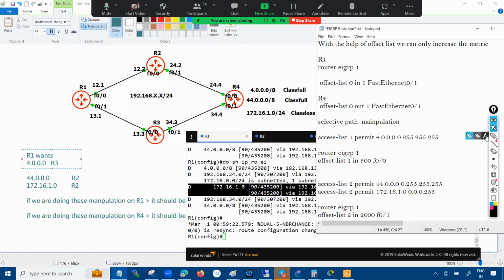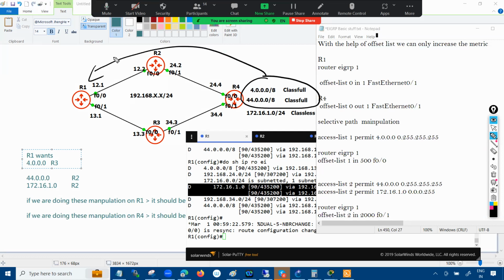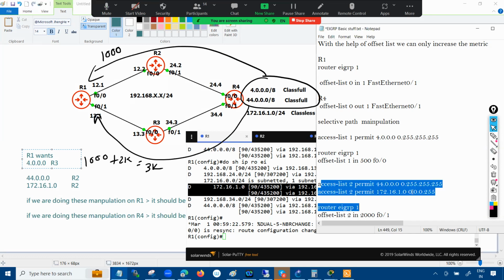So take example, if this route is coming via this way, the actual metric is 1000. And also from this way, actual metric is 1000. So what I'm doing now on this particular interface, 0/1, I'm adding the 2K extra. So it will become 3K. So of course, for these two guys, previously I was doing the equal cost load balancing. I'm not going to do that. I'm going to make this guy the best.